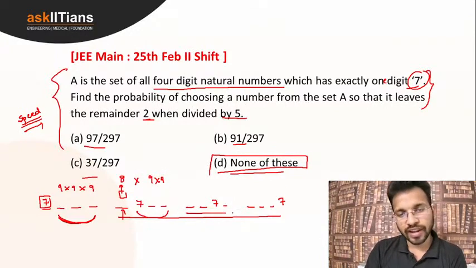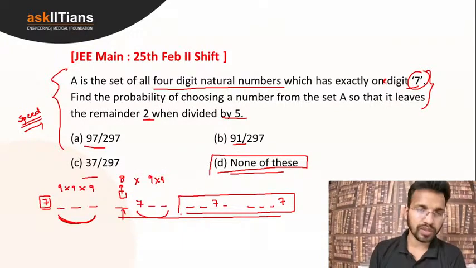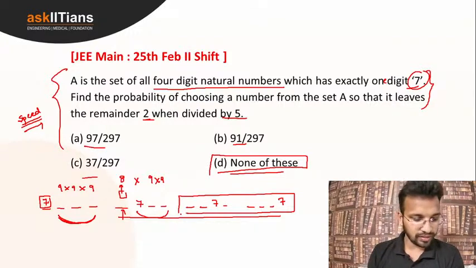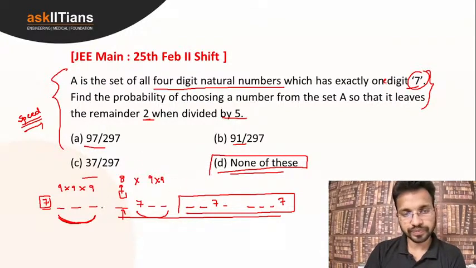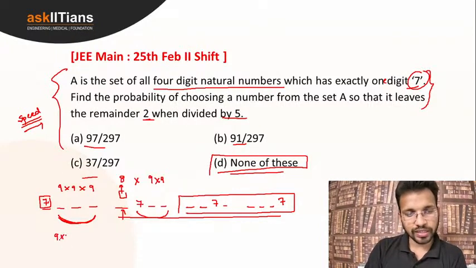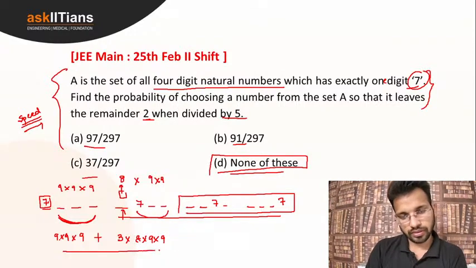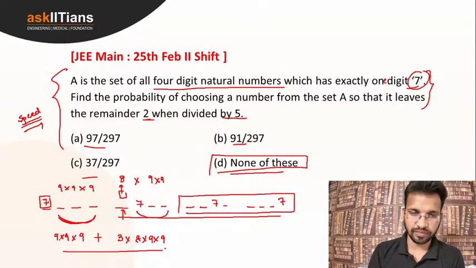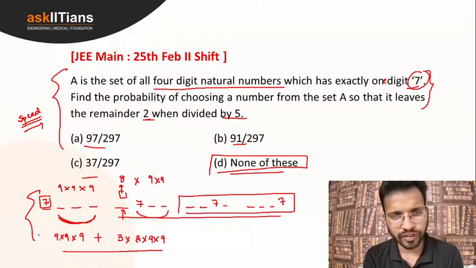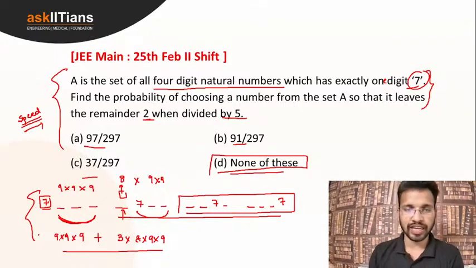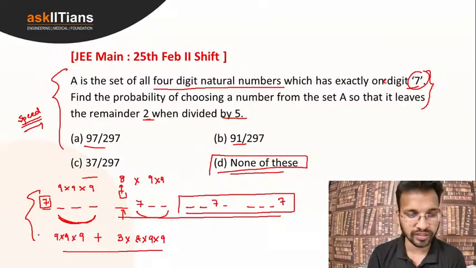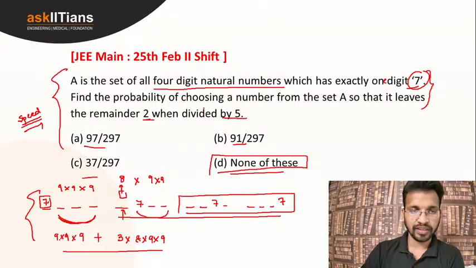Now the same thing we'll find for all three cases here. So for all three cases, the same thing will be there. So 9 into 9 plus 3 into 8 into 9 into 9. Now this will become our sample space. The first step might take time if your basics are not clear, but it's quite easy once we make the case working on the screen. As you can see, it's quite easy.